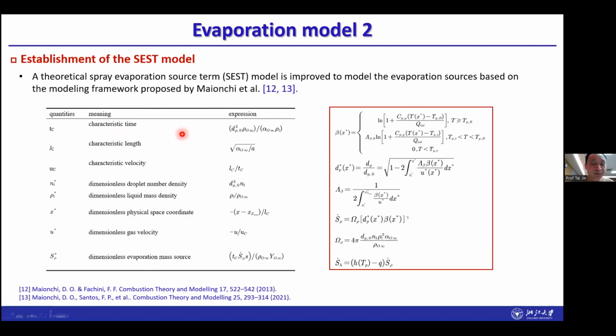So from this analytical calculation, they have got a theoretical model for the system. This is here, and the detailed derivation of this procedure has been shown in our paper. Here we call this the theoretical spray evaporation system, the SCST model, and we use it. In this case, we can calculate this system, and we don't need to do pre-calculation of direct numerical simulations.